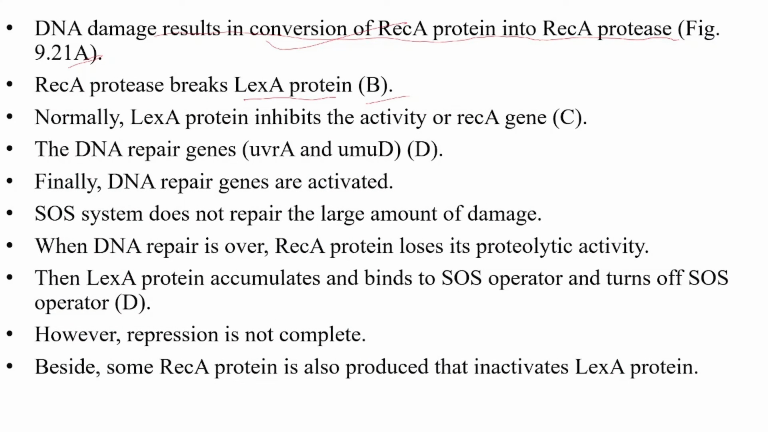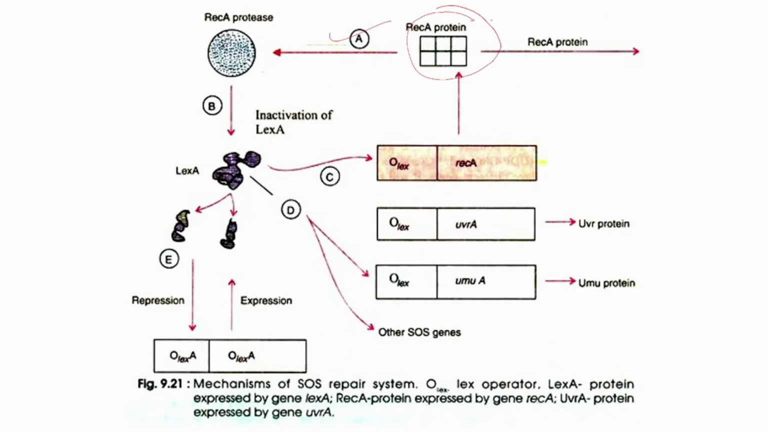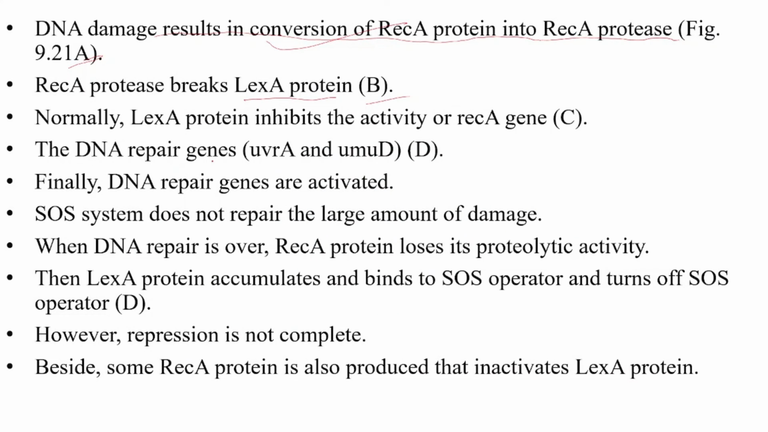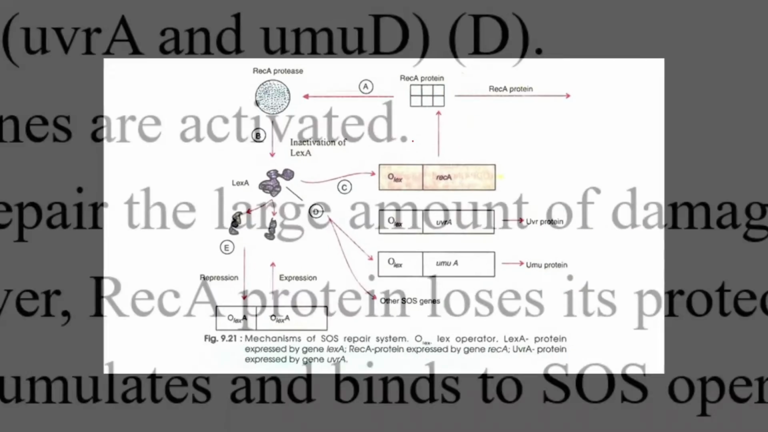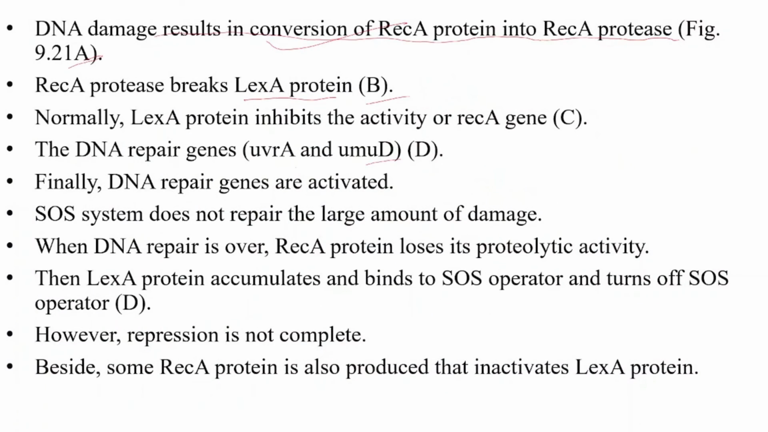Normally, LexA protein inhibits the activity of the RecA gene and the DNA repair genes UvrA and UmuD. Step D. Okay. UVR protein, UMU protein, and other SOS genes. Clear? Finally, DNA repair genes are activated. After this process, DNA repair genes are activated.